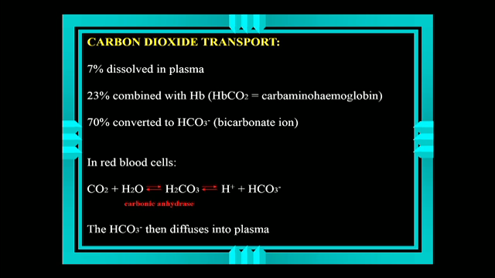Much more soluble than oxygen, but still not totally soluble. So we've still got to do something with the 93%. 23% is bound to hemoglobin. And when the hemoglobin combines with carbon dioxide, we call it carbaminohemoglobin.